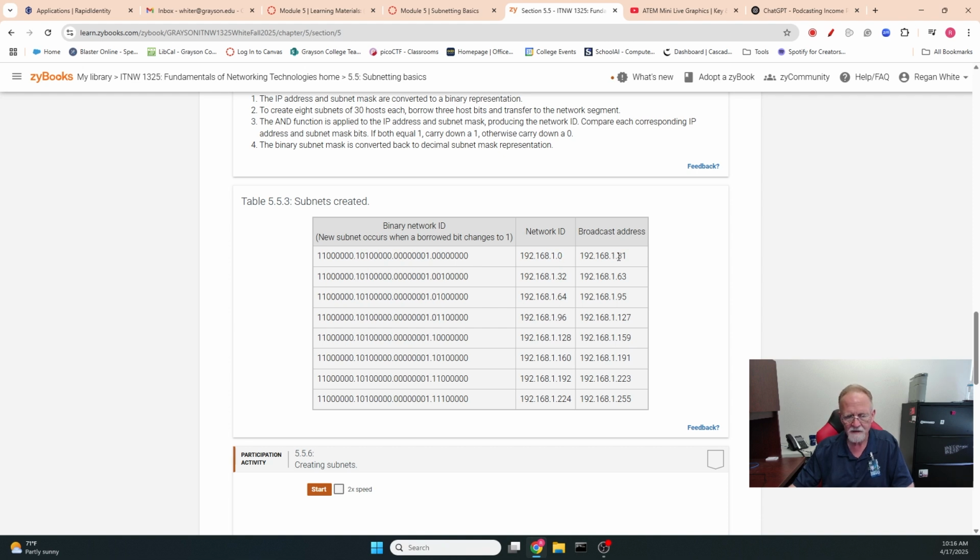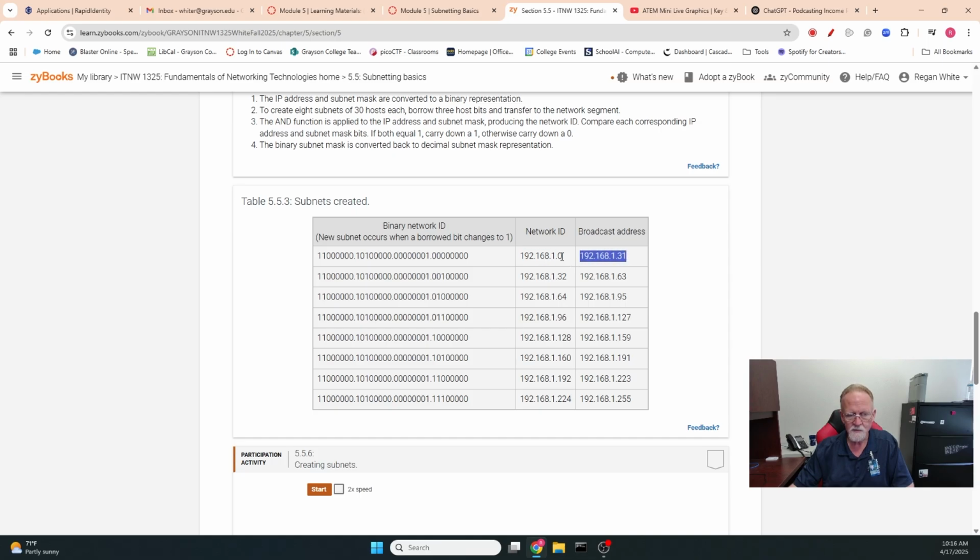So 0 is out and 31 is out, because remember we start counting at zero. That's the other caveat. You start counting at 0, so instead of this being 32, it's 31, because you're going 0, 1, 2, 3, and so on, up to 31.